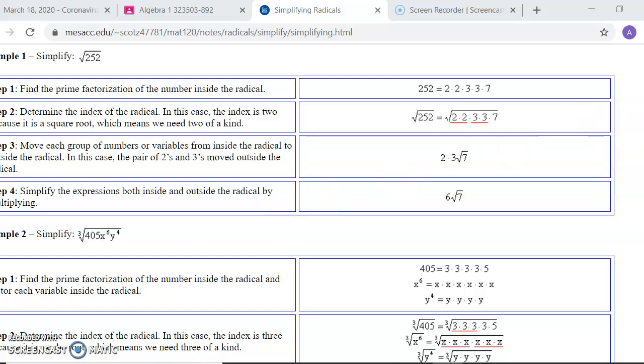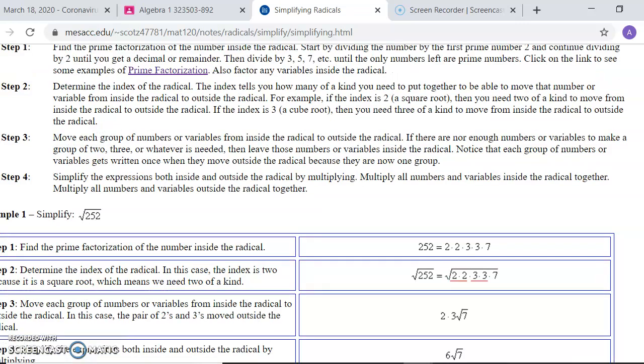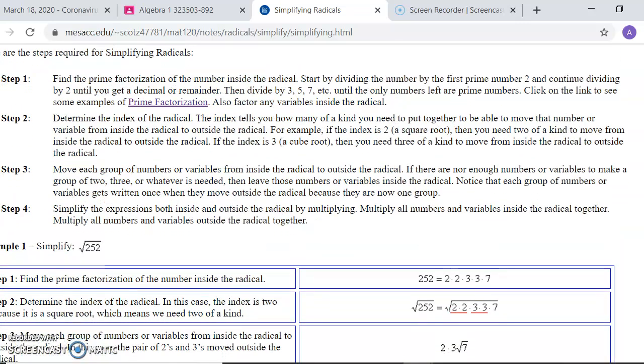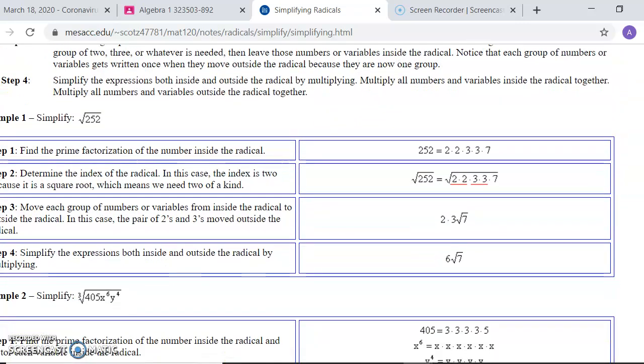And yesterday we talked about the steps in terms of simplifying radicals. I'm not going to go over it again. So now we are going to actually apply those particular principles.